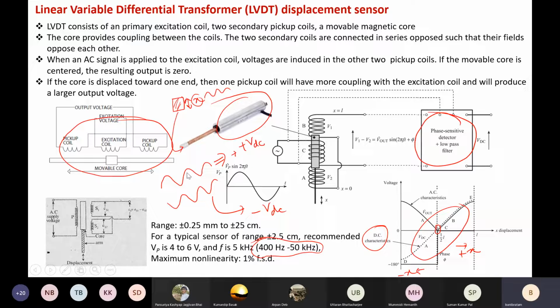When we have some static displacement, that frequency is completely similar to the supply voltage frequency, is it not? If I apply 1 kilohertz, this will also be 1 kilohertz. But if my displacement is also varying at some other frequency, suppose 10 hertz, then the output will be the modulated waveform, which will consist of this frequency component as well as this excitation frequency. So overall the output will be a modulated waveform.